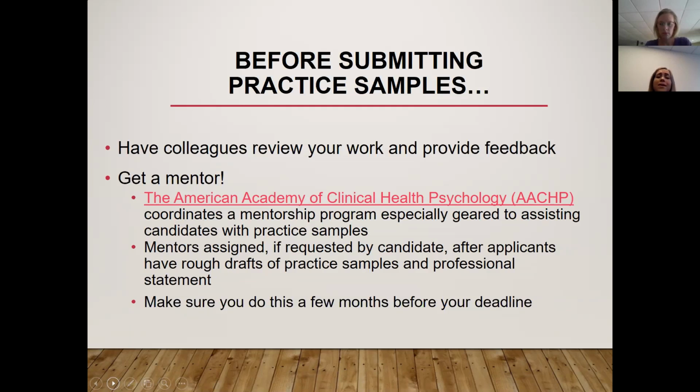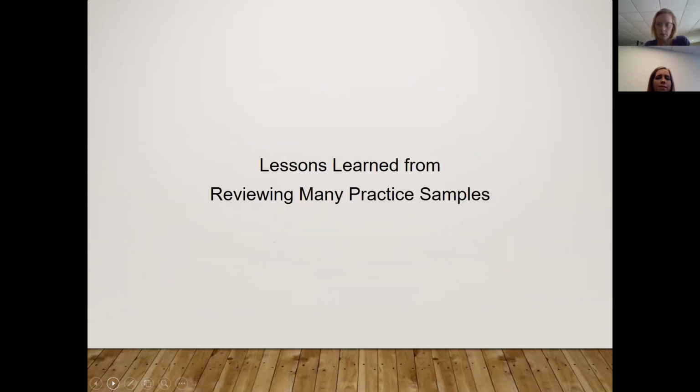I do recommend, sometimes I have folks who contact me 2 weeks before their materials are due, and that's really difficult for a mentor to give you any kind of feedback at that point. So try to get it done 3 to 4 months ahead of your deadline, so you've got some time to work with a mentor and get some input. Remember, they can't do line by line editing, but they will provide you some overview feedback of how to strengthen and improve your samples. So here are just some quick lessons learned.